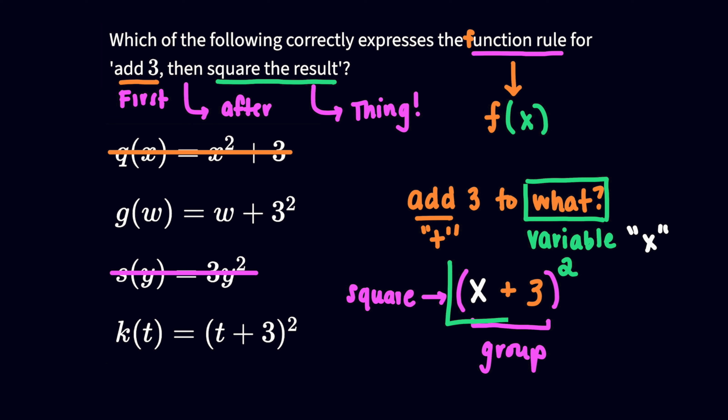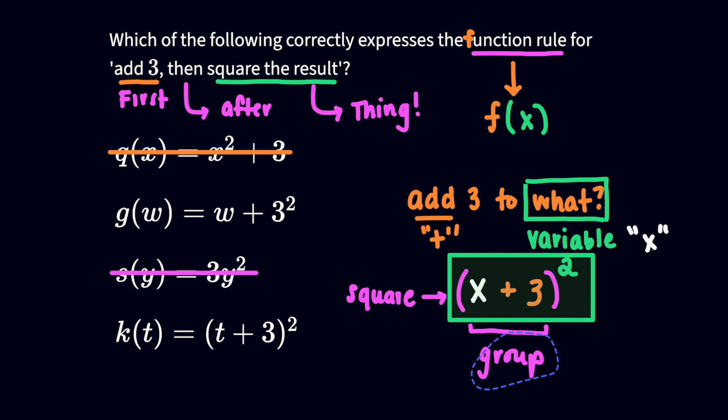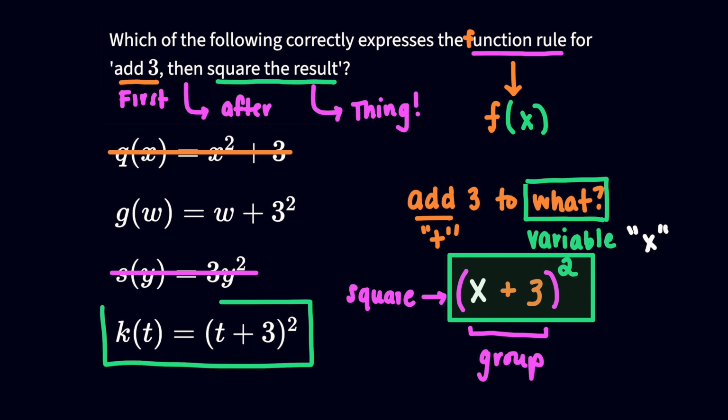And that is what we are looking for on the right side. So let me just bring this down. Okay, there we go. So we're looking for a variable plus 3, group the whole thing, square that. Which one do you guys think? Yeah, it's definitely the bottom one.